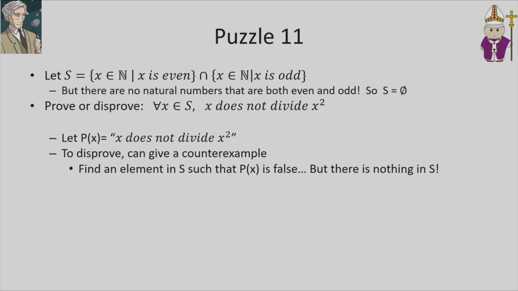There is nothing in S. So we cannot find such an element. We cannot find a counterexample. But how can we disprove it if we cannot find a counterexample? You know what? Maybe we cannot disprove it at all after all.